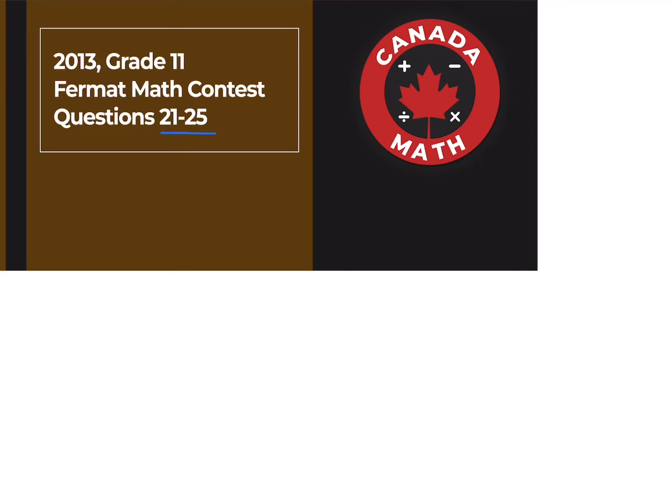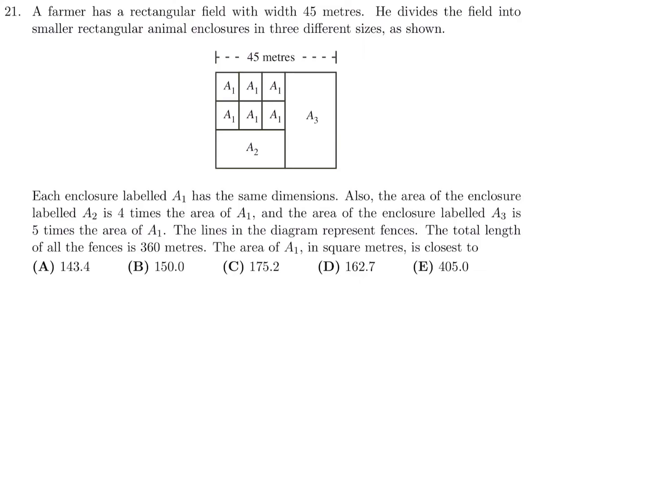Questions 21 through 25 on the 2013 Grade 11 Fermat Math Contest. A farmer has a rectangular field with width 45 meters. He divides the field into smaller rectangular animal enclosures in 3 different sizes as shown. Each enclosure labeled A1 has the same dimensions.